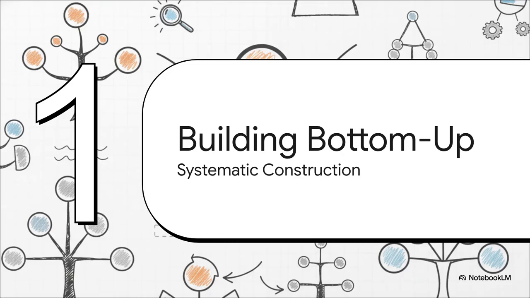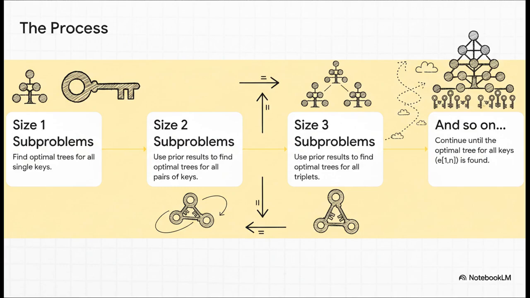The algorithm works from the bottom up. It's just like building with Legos. You solve the really simple, tiny problems first, and then you use those solutions as the building blocks for the bigger, more complex problems. So you can see how this builds up, right? First, it finds the best tree for just a single key. That's pretty easy. Then it uses those results to find the best arrangement for all possible pairs of keys. Then triplets, then quadruplets. It just keeps going, systematically building on what it's already figured out until, bam, it has the final answer for the whole set.